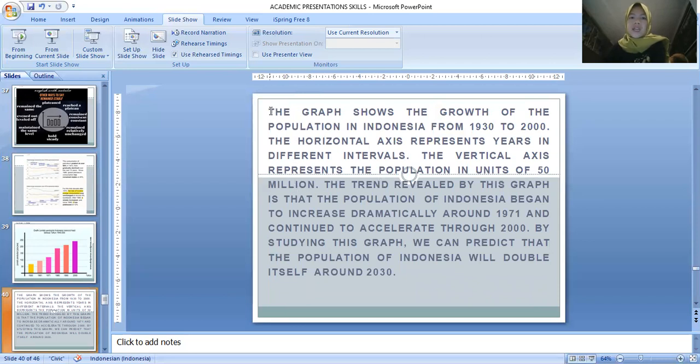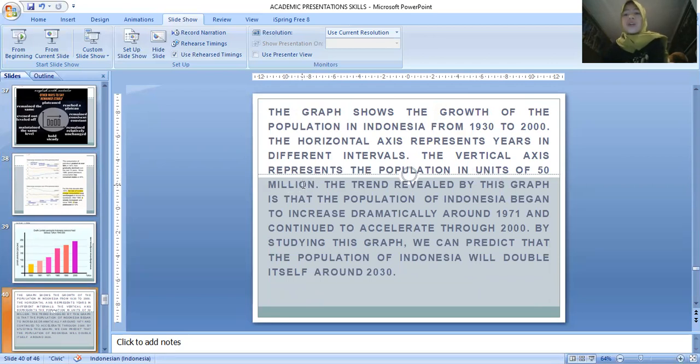So remember, in interpreting the graph, yeah, the first thing that you have to interpret is the subject. What is the subject of the graph? So it tells that the graph shows the growth of the population in Indonesia. And then what does the horizontal axis represent? It represents years in different intervals. After that, what does the vertical axis represent? It represents the population in units of 50 million.